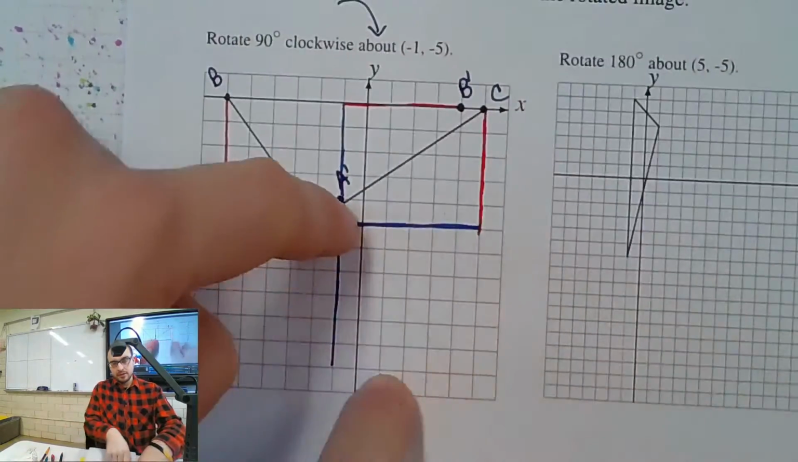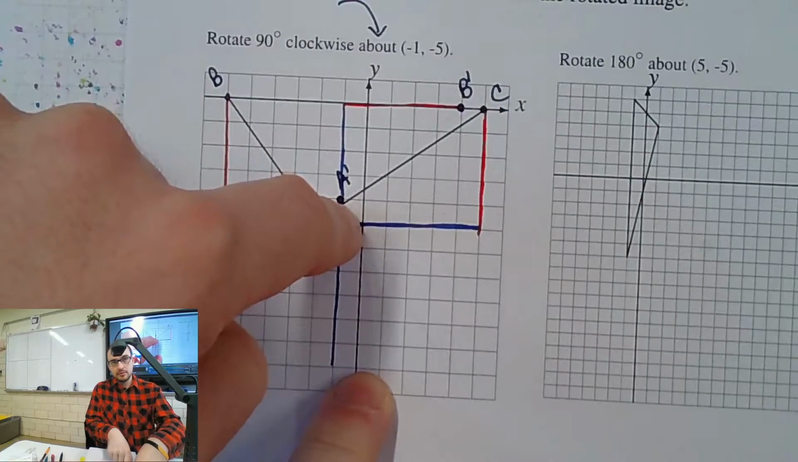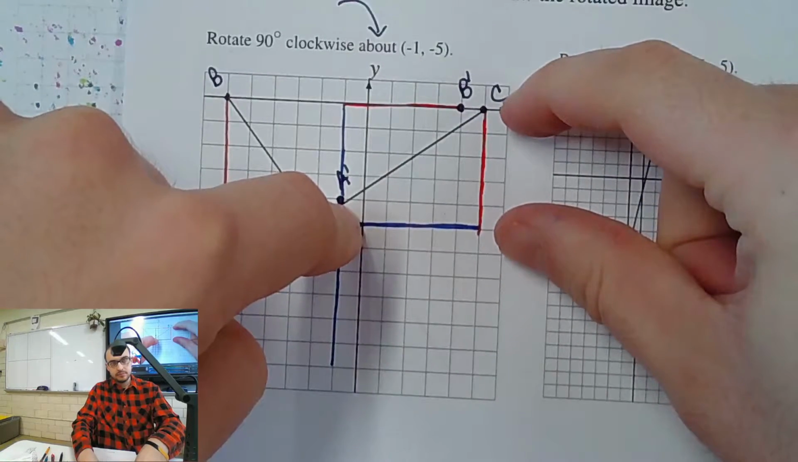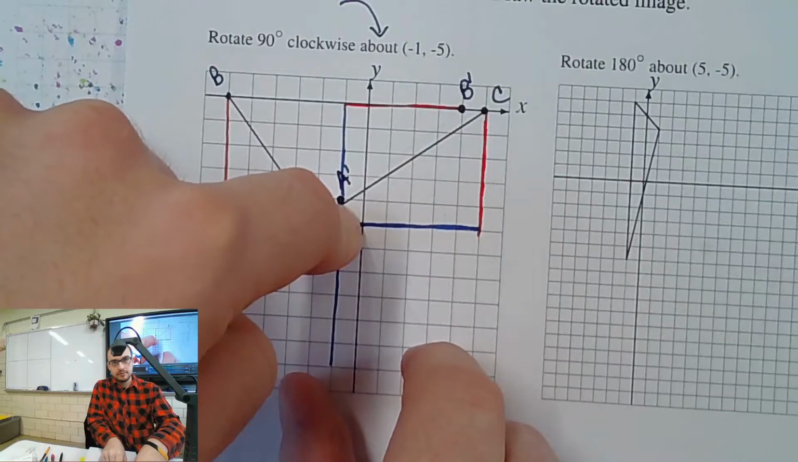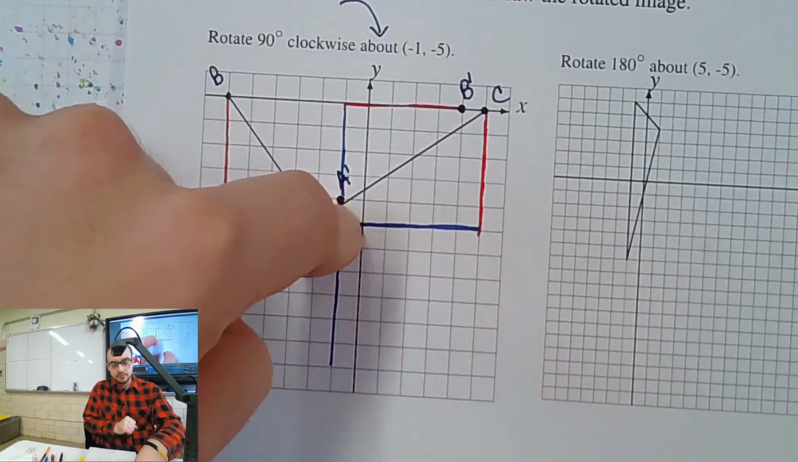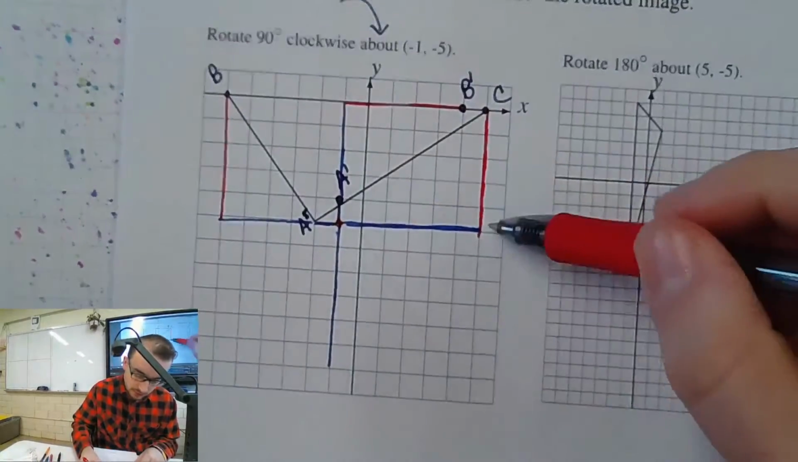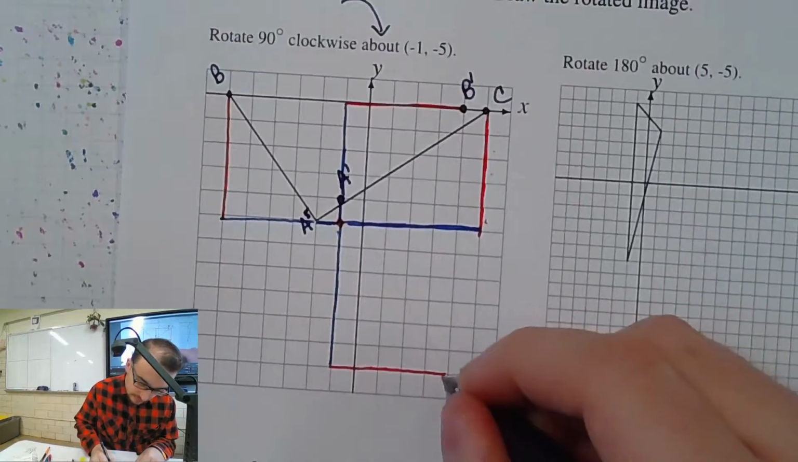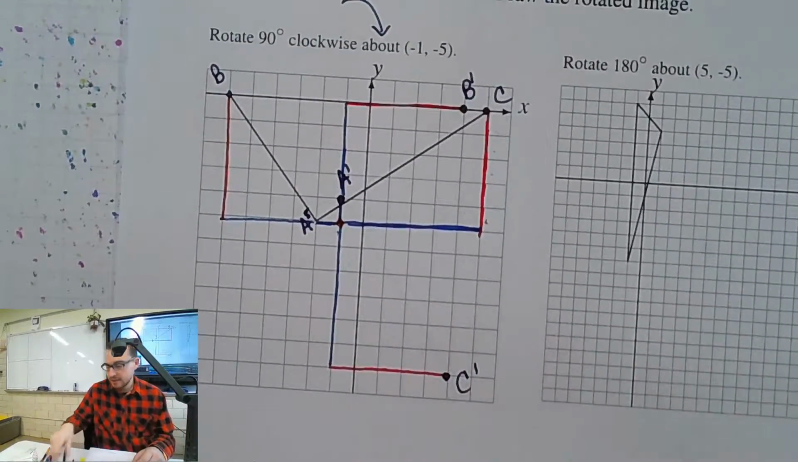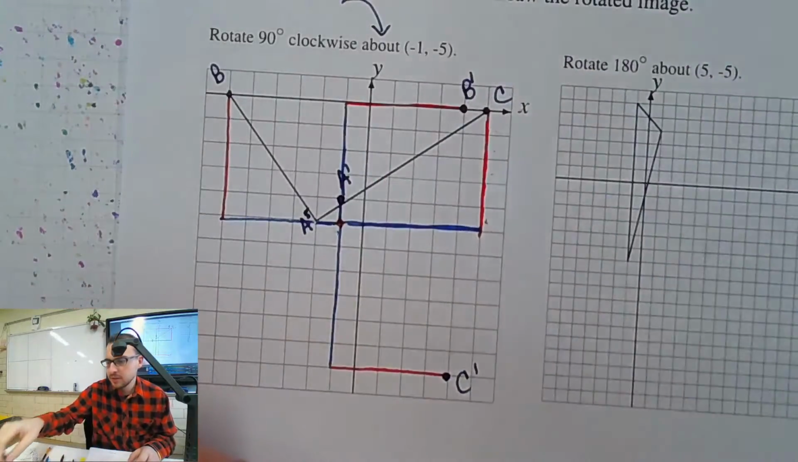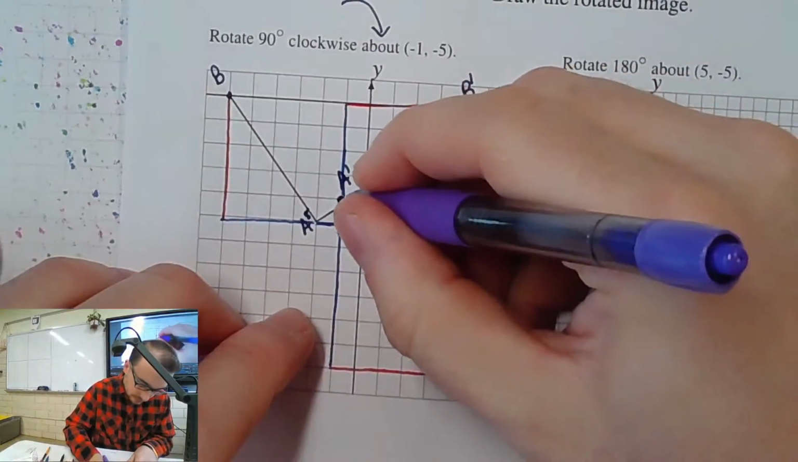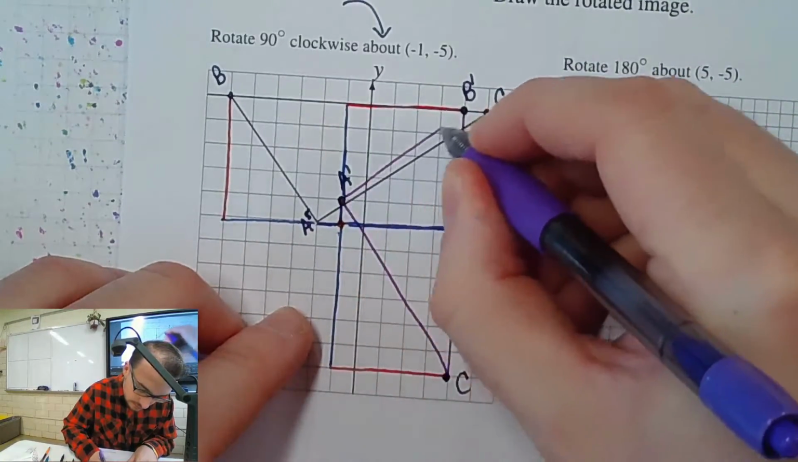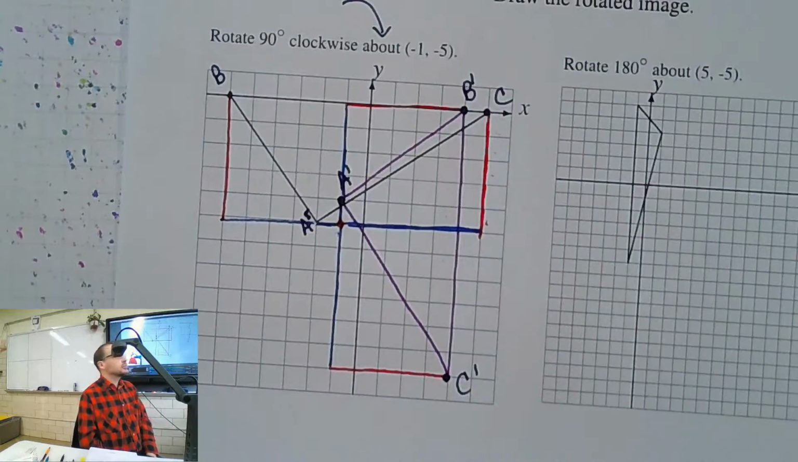And that red part is going to swing down here and point to the right or the left? The red part. To the right or the left? The right. 1, 2, 3, 4, 5. 1, 2, 3, 4, 5. So now we're going to connect all our primes. I'll do it in purple. And there's our rotation. Super gross, but there it is.